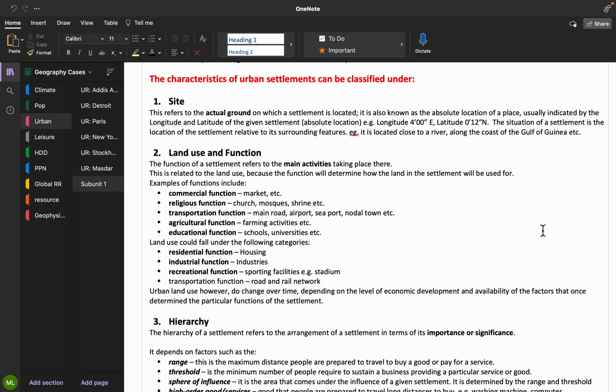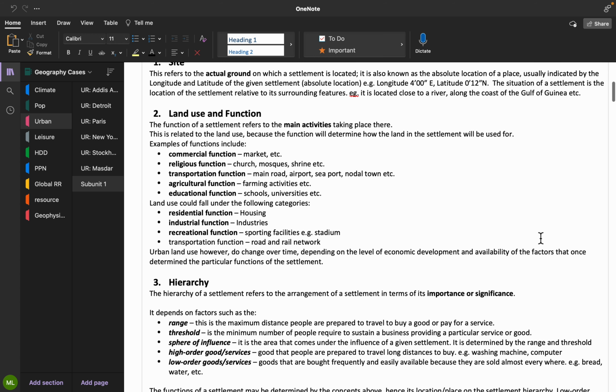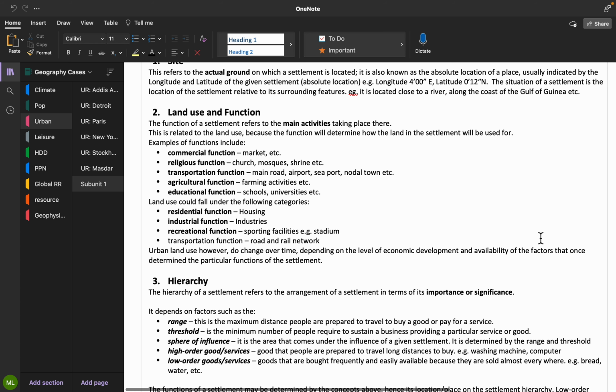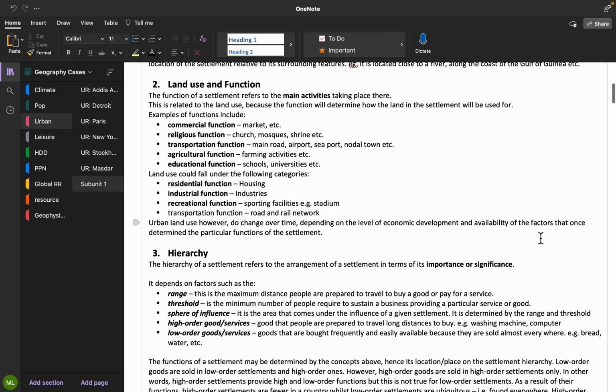So examples could be the commercial function, like supermarkets and farmers markets, religious functions like churches, mosques, shrines, temples, and synagogues, and transportation functions. So this could be like the main roads, the highways, the airports, seaports. And we have the agricultural function, which is like farming activities, and educational functions, which is like schools and universities.